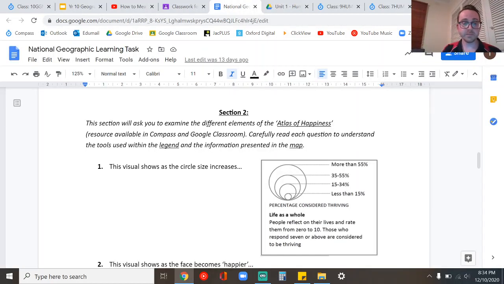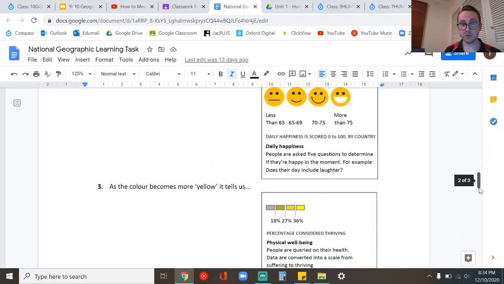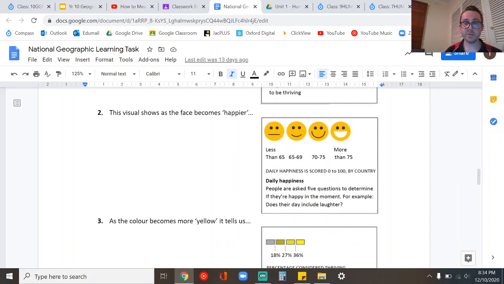So section 2 asks you to examine the different elements of that world map, that Atlas of Happiness. Carefully read each question to understand the tools used and the information presented. So question 1, as that circle increases, what is happening to human well-being? Is it going up, down, sideways, backwards, back to front? 1 sentence, super easy. Question 2, as the face becomes happier, again, how is human well-being changing?